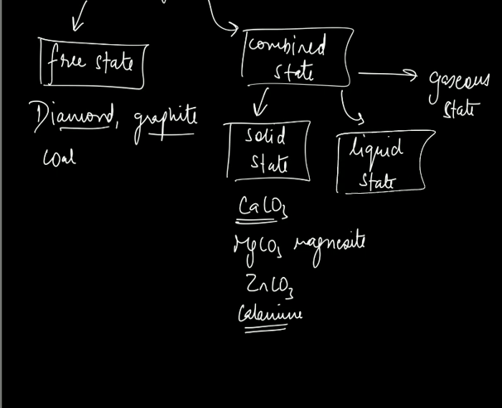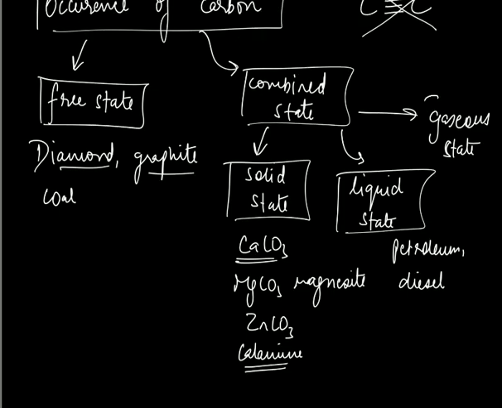Then if we come to the liquid state, we have a lot of oils, like petroleum, diesel. It's a mixture of different kinds of carbon compounds. Kerosene is there, wax, grease, so many are there. These are all in the liquid state. Even vegetable oils that we consume at home are made up of carbon only. So they are hydrocarbons, compounds of carbon and hydrogen.